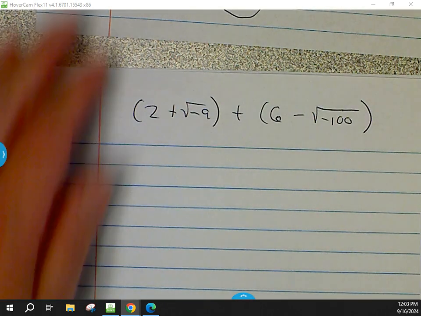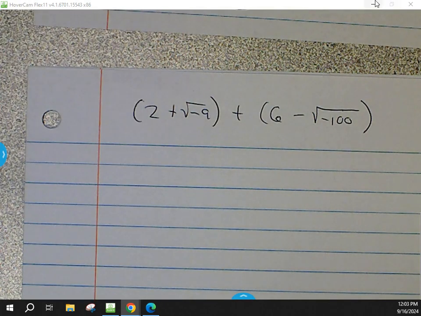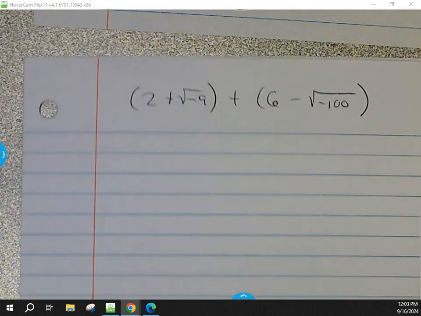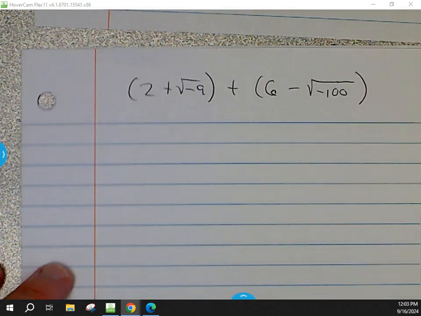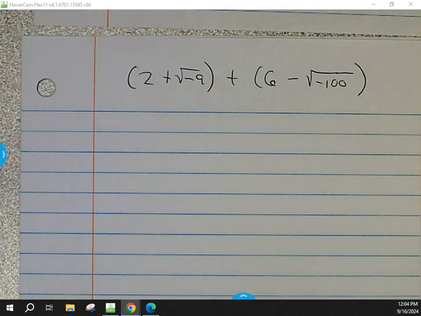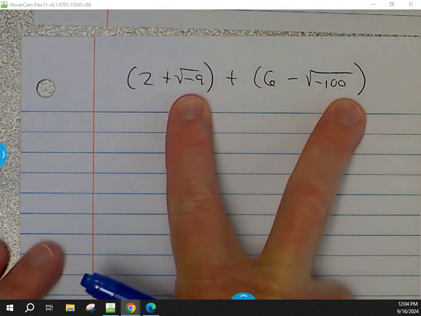Okay, so the last one we'll look at, maybe something like this. You've got 2 plus square root of negative 9 plus 6 minus the square root of negative 100. If you have one like this, same thing as we did way back in the very first few problems: where you've got a negative square root, you've got to fix that part first.